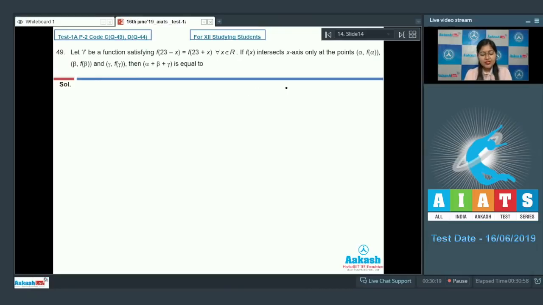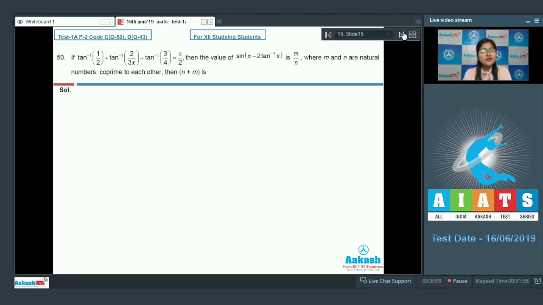See, if we have any function which is symmetric about x equal to 23, right, and it intersects the x-axis at exactly 3 points, then it means that one of the points will definitely be x equal to 23. That is, it is intersecting the x-axis at 3 points, that is 23, 23 plus lambda and 23 minus lambda. Now we have to find the addition of all these three. So adding these three, we will very easily get 69. So the answer of this question will be 69.